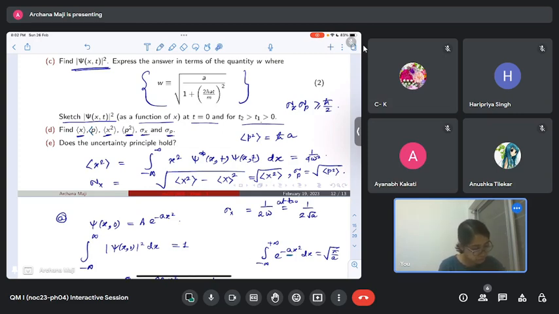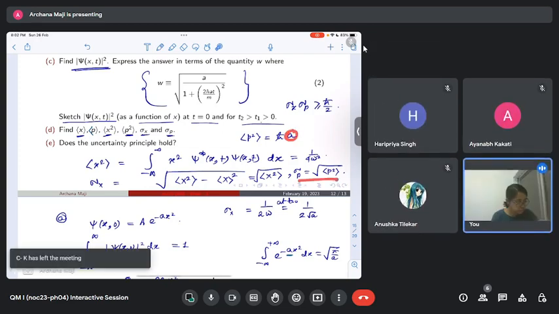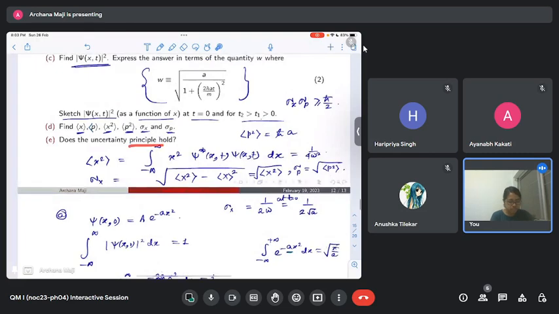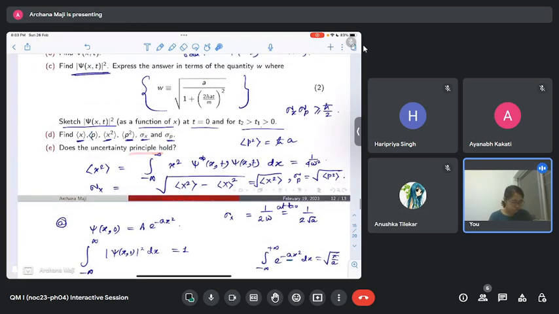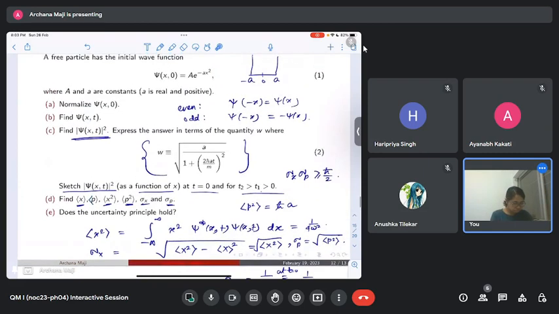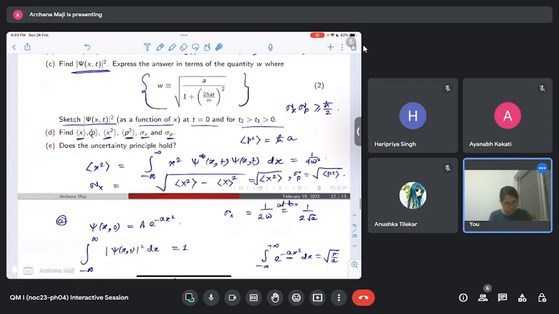So the square root a from this will get cancelled out with this square root a, and you will get h cross over 2 exactly. So the uncertainty principle holds. I just told you, but you can do it explicitly and then check. Okay, are there any questions?